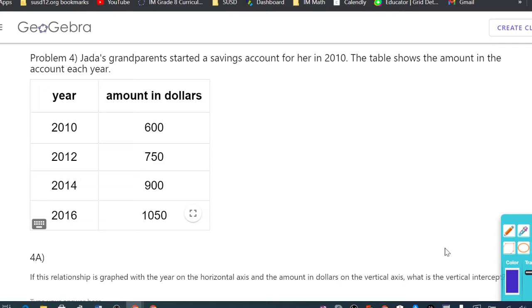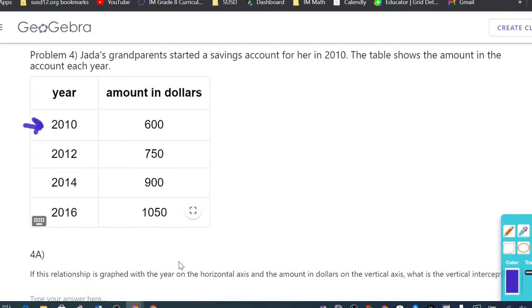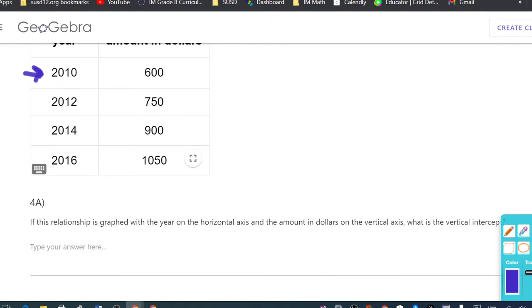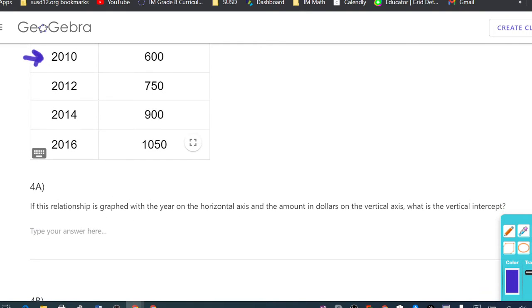Problem 4. Jada's grandparents started a savings account for her in 2010. The table shows the amount in the account each year. Okay, it started in 2010 with $600. Easy enough. Okay, next question. If this relationship is graphed with the year on the horizontal axis and the amount in dollars on the vertical axis, what is the vertical intercept?